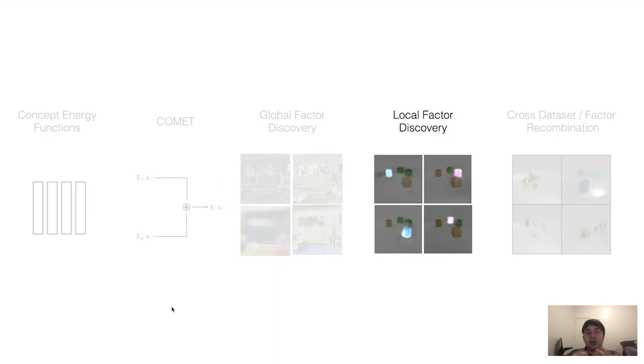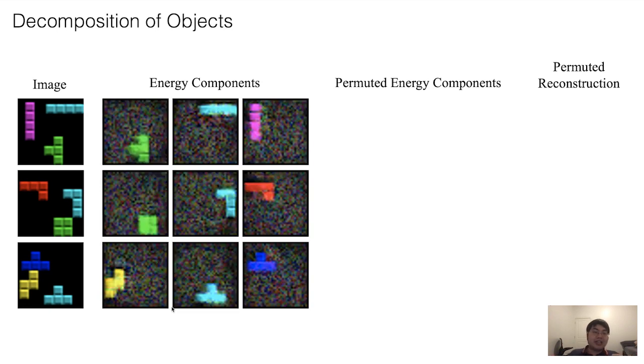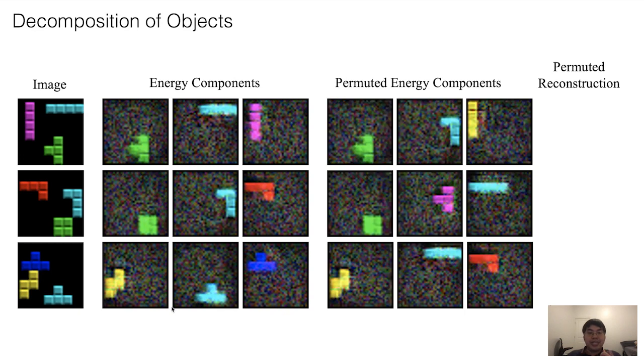Now let's explore our approach when applied to local factor discovery, that is, discovering the underlying objects of the scene. Consider these three images of Tetris blocks. We find that if we optimize an image with respect to only one particular energy function for each of the unsupervised discovered energy functions, each energy function exactly captures one Tetris block, either the green one, blue one, or purple one at the top. We can then permute these energy components across different images.